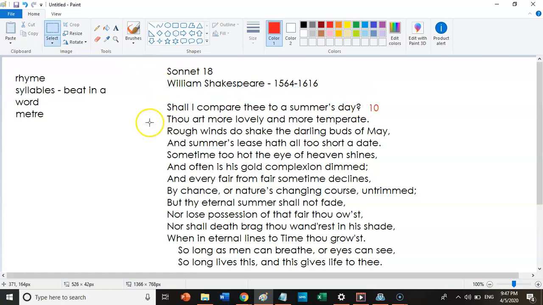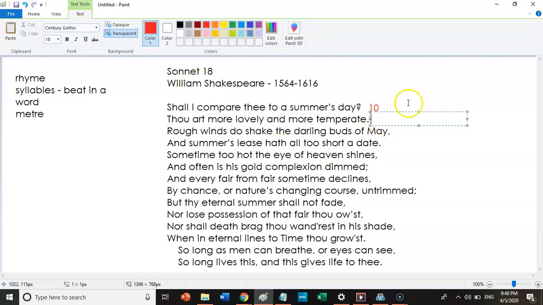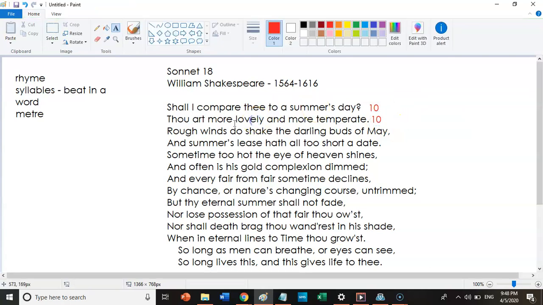And I'm going to go a little bit faster now. Thou art more lovely and more temperate. That's 10 syllables again. Some of the more unusual ones: lovely, 2 syllables. More, 1 syllable. More, 1 noise. And then temperate. How many syllables? 3. Temperate.